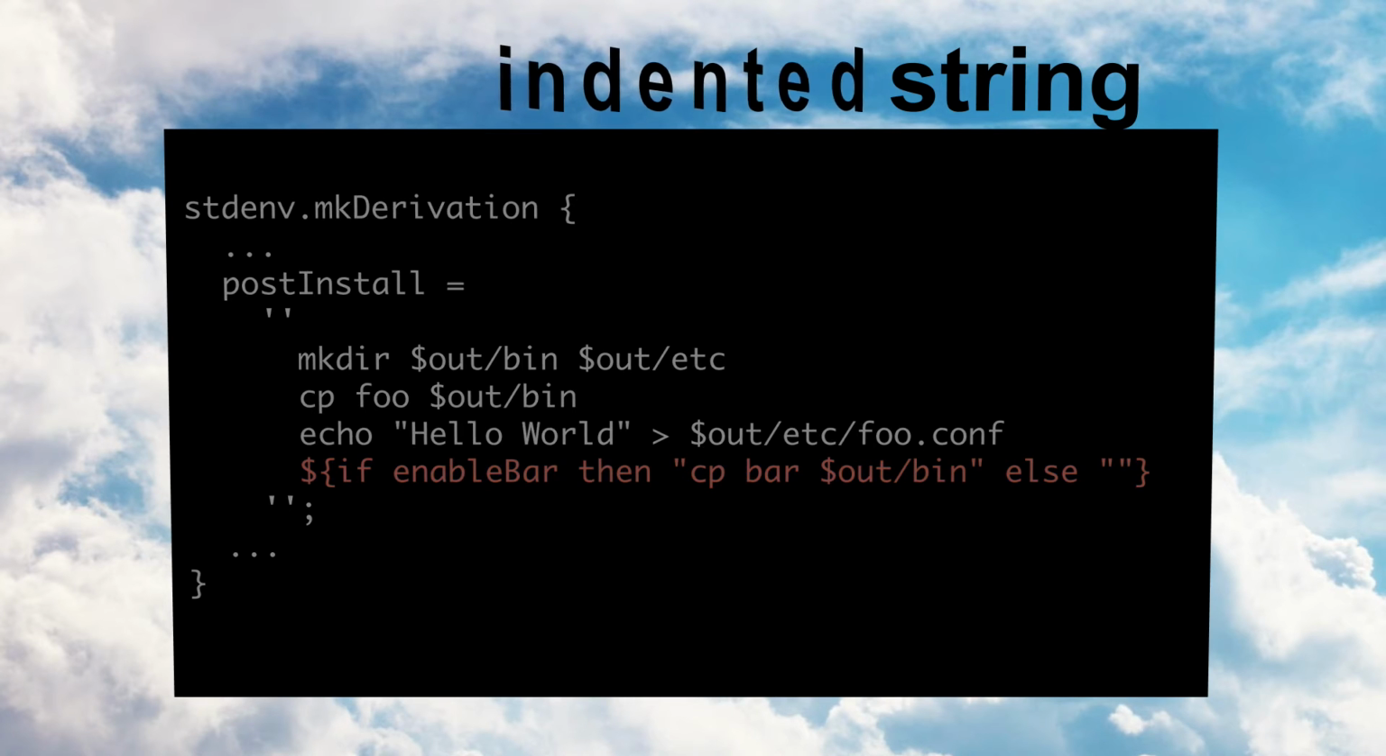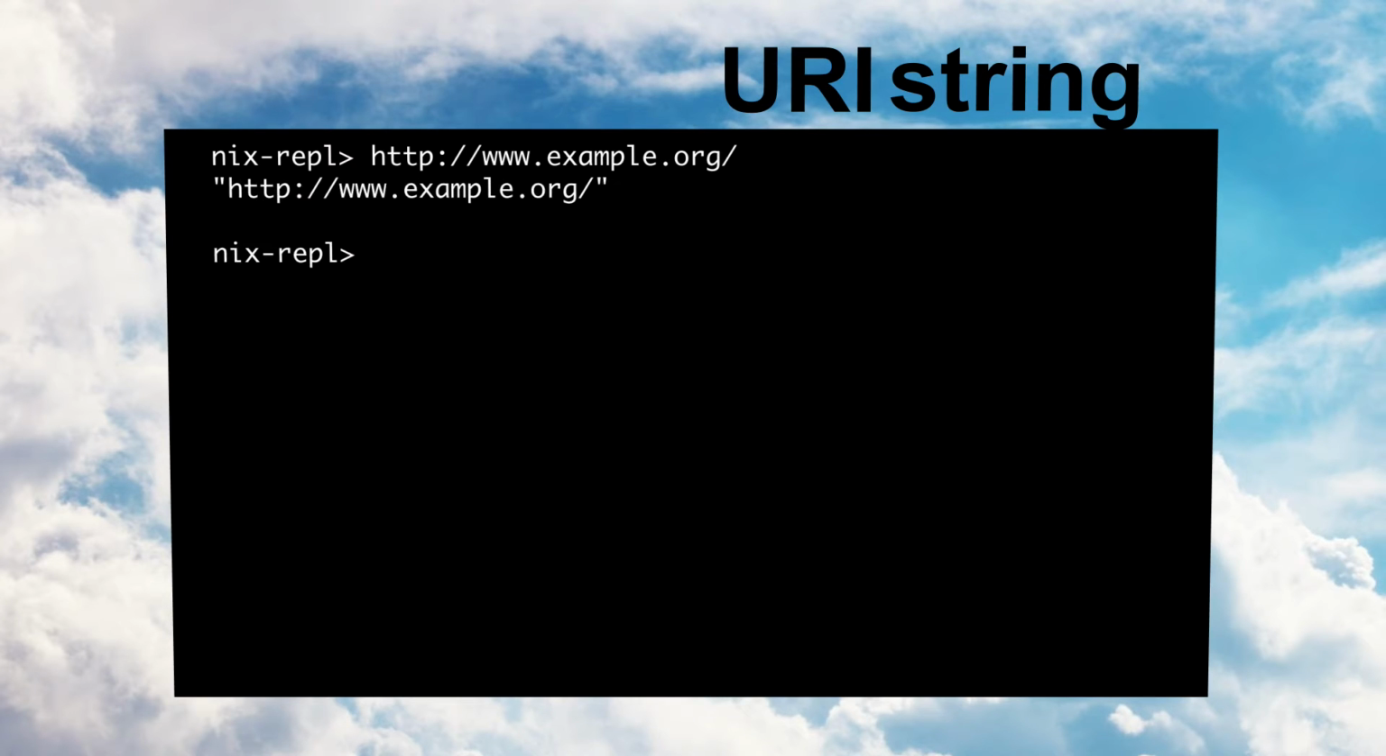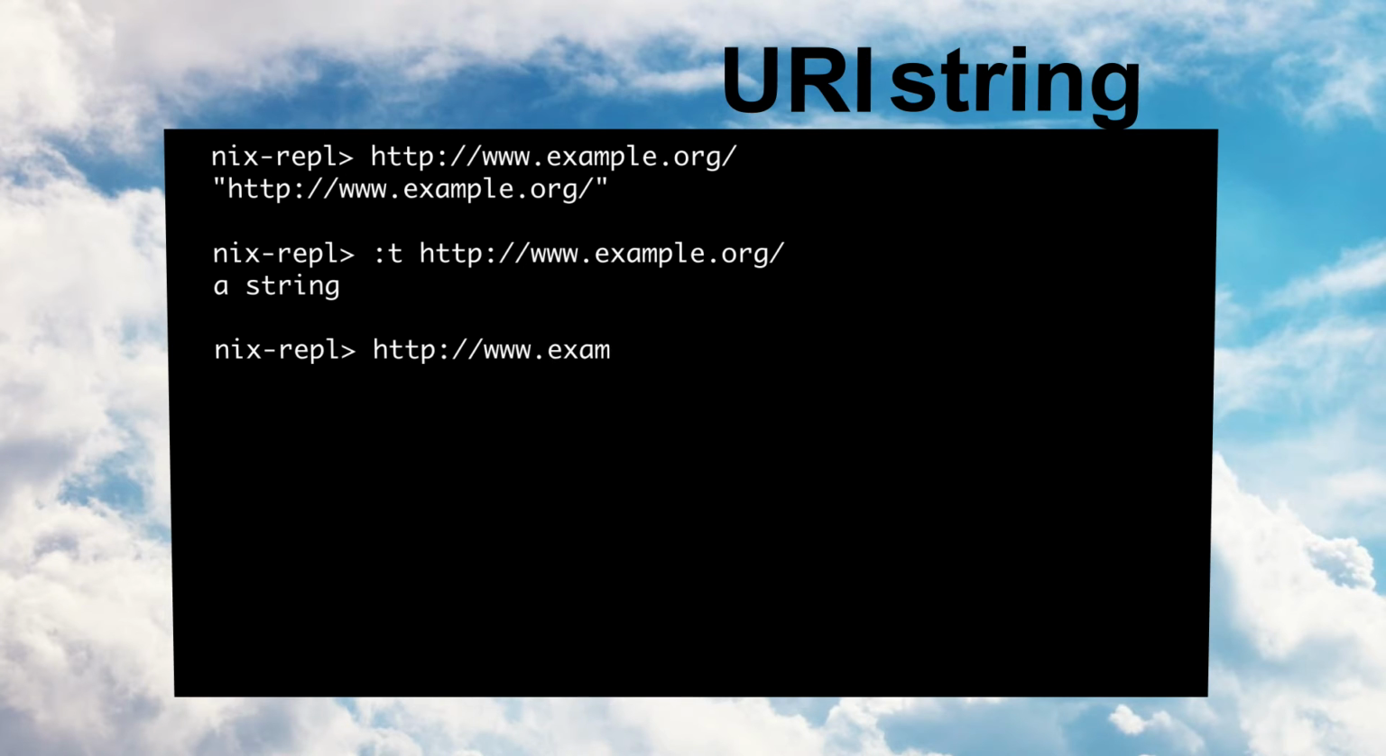In the last line of the post-install script, we see anti-quotation used to do a bit of metaprogramming. The third way of creating a string literal is to write a URI without double quotes. This is just a bit of syntactic sugar. The value is still just a string. There is no special URI type. It's the same value as if we had written the URI with double quotes.